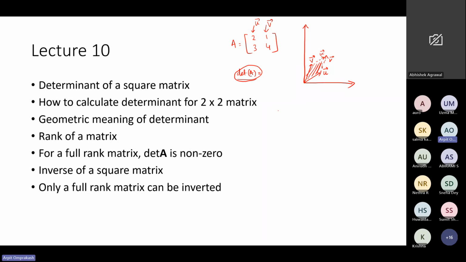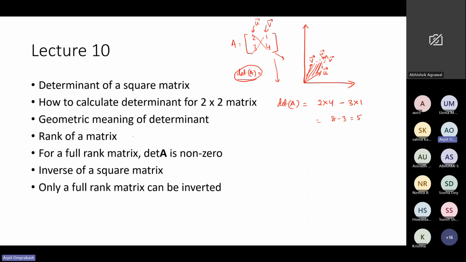Then we learned how to calculate the determinant for a 2x2 matrix. So for example, if you were to calculate the determinant of this matrix, determinant of A, we'll multiply these diagonal elements together and then subtract the multiplication of these. So basically 2 into 4 minus 3 into 1, which is 8 minus 3, which is 5. Okay.